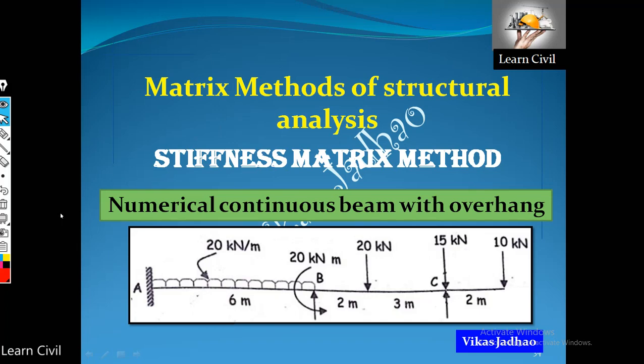In this lecture, we will solve one numerical on analysis of continuous beam with overhanging portion by using stiffness matrix method. The stiffness matrix method is also called as displacement method or equilibrium method.